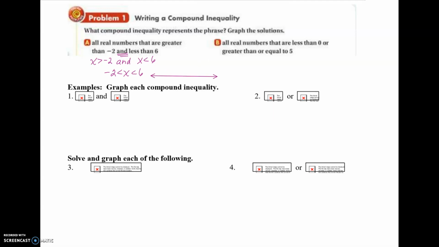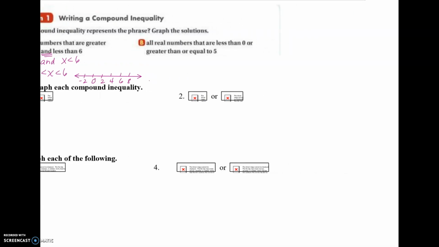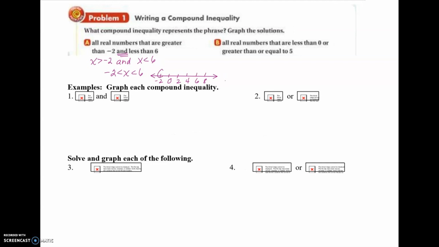And when we graph that, what does that look like? Well, let's start with -2. We'll go to 0, 2, 4, 6. I'm going just by 2's. I have an open circle on -2 and an open circle on 6. So it's everything greater than -2, but it's also everything less than 6. So it is where they overlap, and that's where the two would overlap.